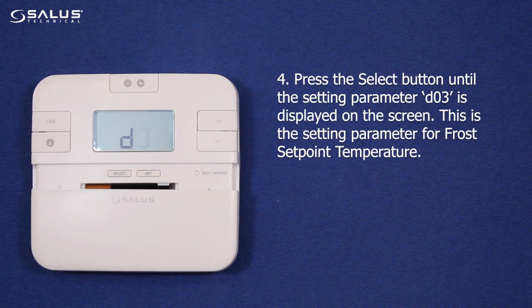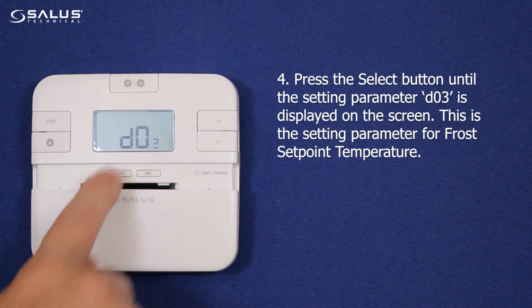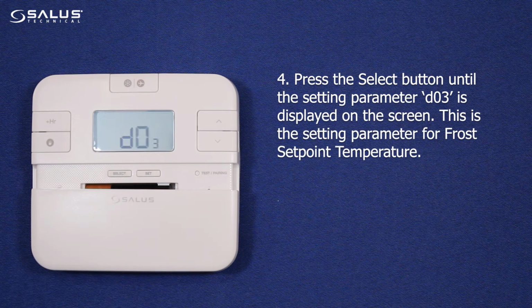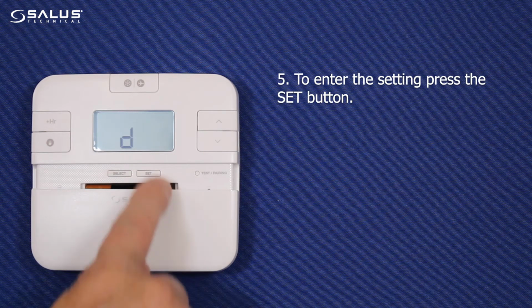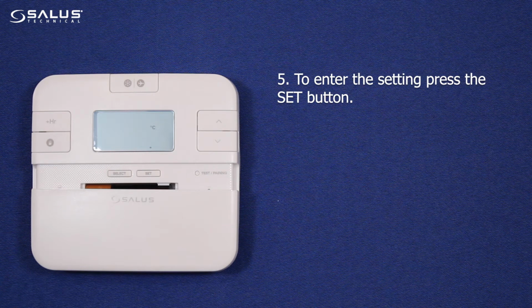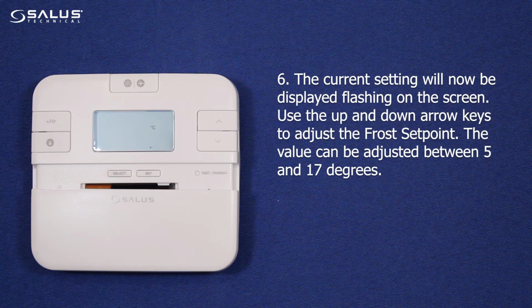4. Press the select button until the setting parameter D03 is displayed on the screen. This is the setting parameter for frost setpoint temperature. 5. To enter the setting, press the set button. 6. The current setting will now be displayed flashing on the screen.